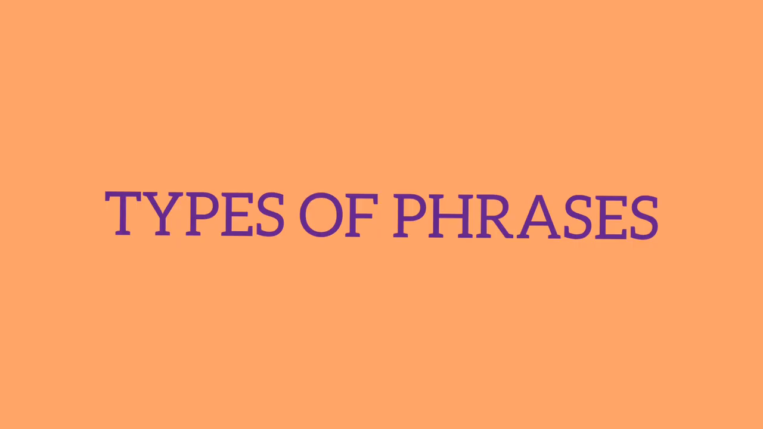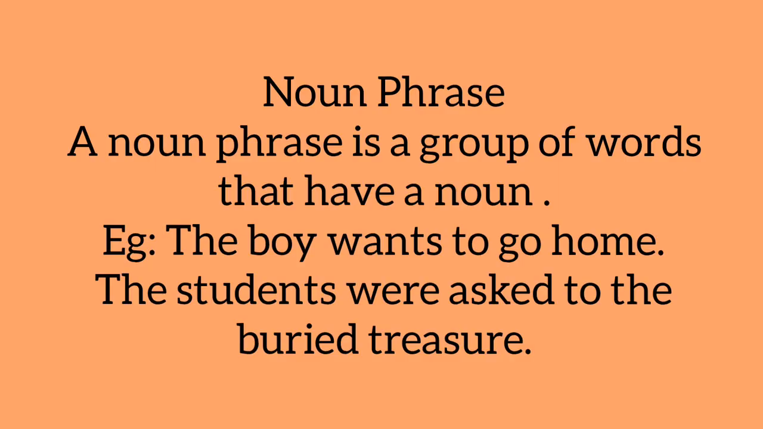Now let's discuss types of phrases. Noun phrase. A noun phrase is a group of words that have a noun. It is used to modify the noun. A noun phrase is a group of words that does the work of a noun. Look at the sentence, the boy wants to go home. The subject of the sentence is the boy. Wants is the verb. To go home is the object of the verb want. So here to go home is a noun phrase.